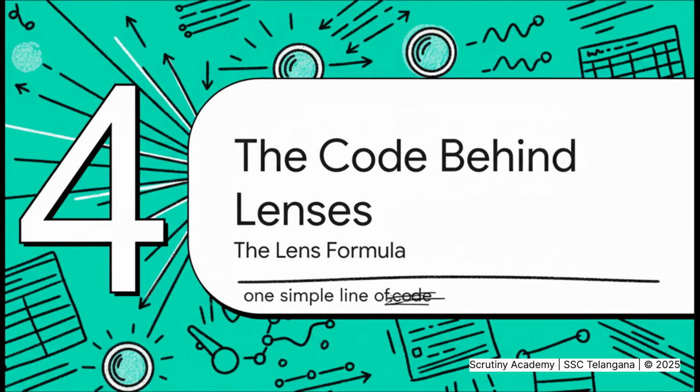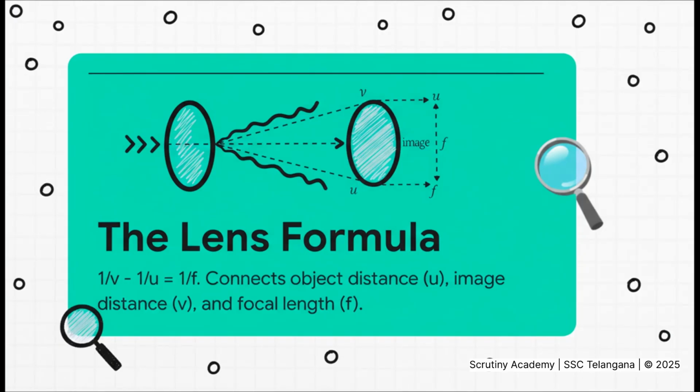Okay, so drawing those diagrams is a great way to see what's going on. But what if there was a cheat code? A single, elegant line of math that could predict that entire table without us having to draw a thing? Well, there is. It's called the lens formula. This little equation is the mathematical engine behind everything we've just seen. It perfectly connects the object's distance, which we call u, the image's distance, v, and the lens's own special focal length, f. If you know any two of those, you can always find the third.